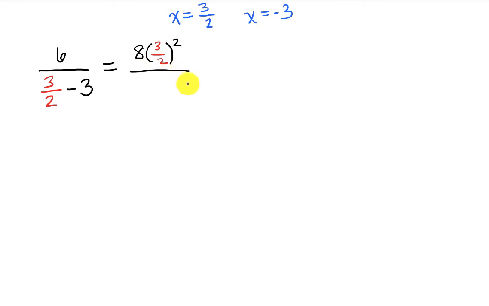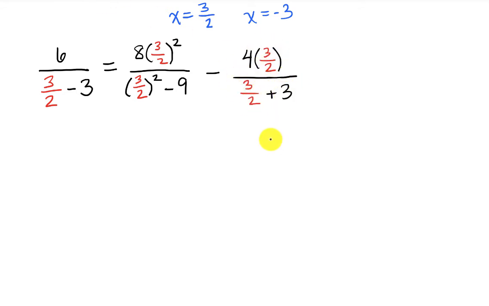I'm just rewriting the original equation, and I'm going to substitute 3/2 in for x and check to see that it is a true equation. And we do end up getting here that negative 4 is equal to negative 4, so that means that solution is good. And now in for my x, I have substituted in negative 3, and I'm going to go ahead and see what happens here.